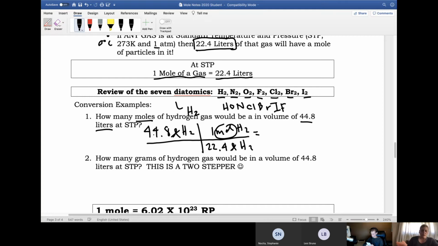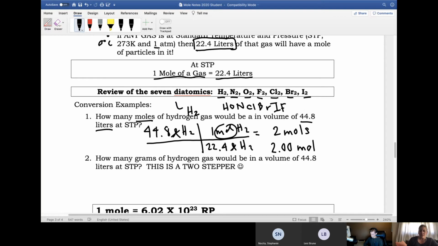So I go 44.8. Do I really need to multiply by 1? No. So 44.8 divided by 22.4 is 2. So this is going to be 2 moles. Technically, if I'm using my rounding rules for chemistry, if you're taking AP, I would write that as 2.00 moles. But you wouldn't know how to round, so if you wrote 2 moles, I would accept that at this point.